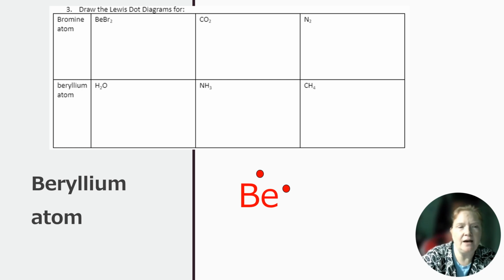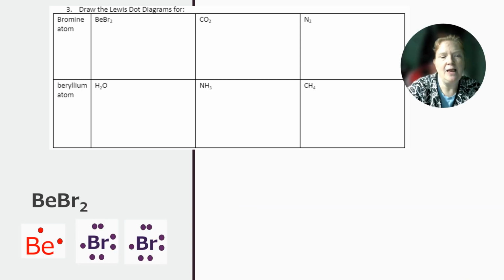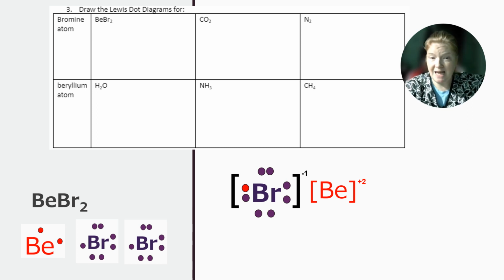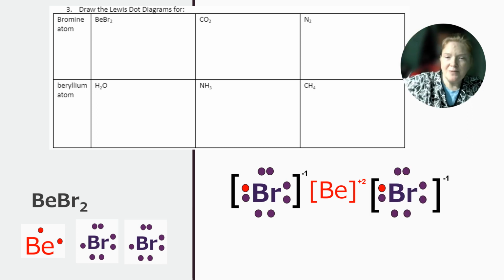All right, now we have to do BeBr2. So I need 1 beryllium and 2 bromines. I'm going to look where they are in the periodic table. I'm going to see, oh, beryllium is a metal. It's going to give up all of its electrons, and it's going to end up looking like this. One of beryllium's electrons is going to be taken by one of the bromines, and the other one is going to get taken by the other bromine.